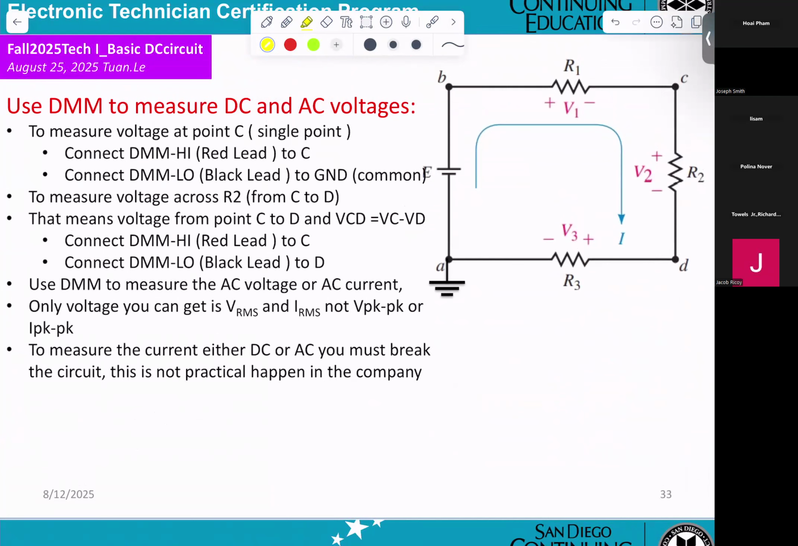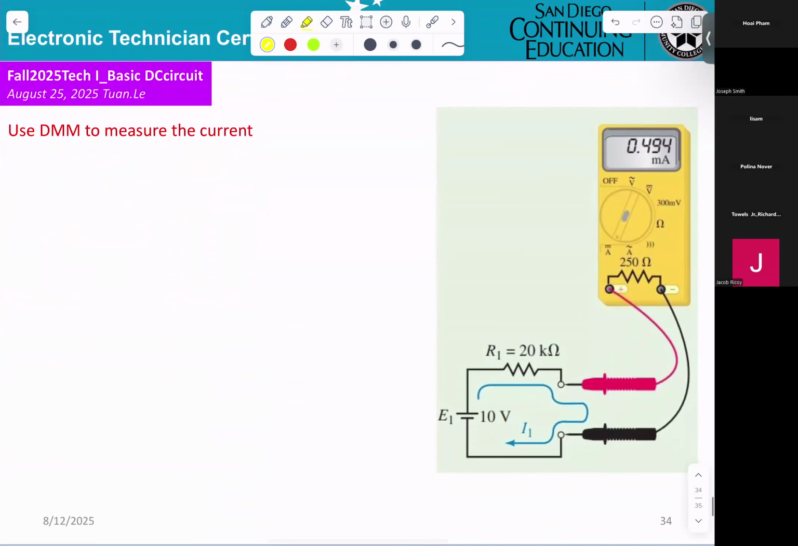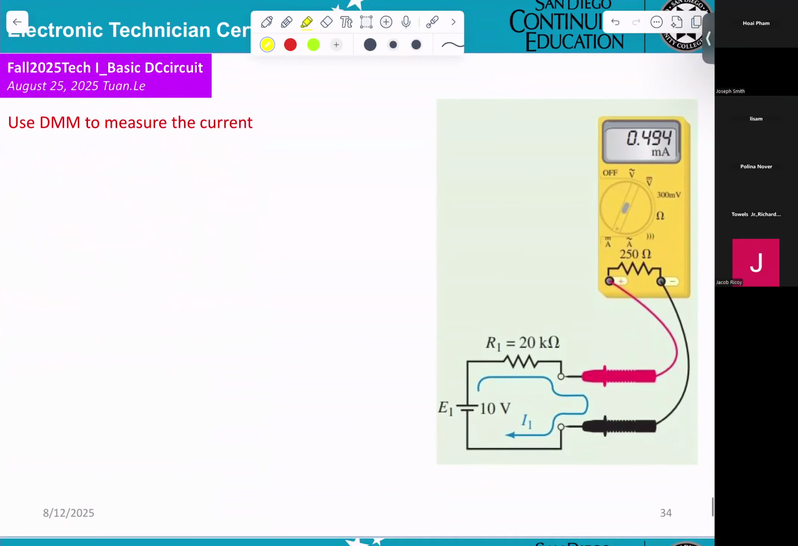Okay? On this one, you can try. Okay? That one, just telling you how to measure the current. You break the circuitry here. High side connect here. Low side connect the other side. And the meter positive, high side on the left. Okay? Low side still ground.